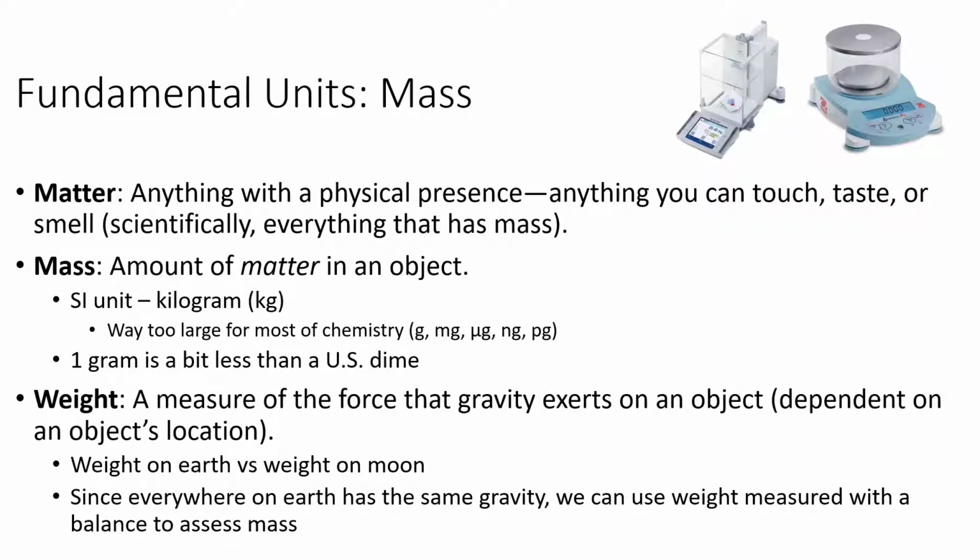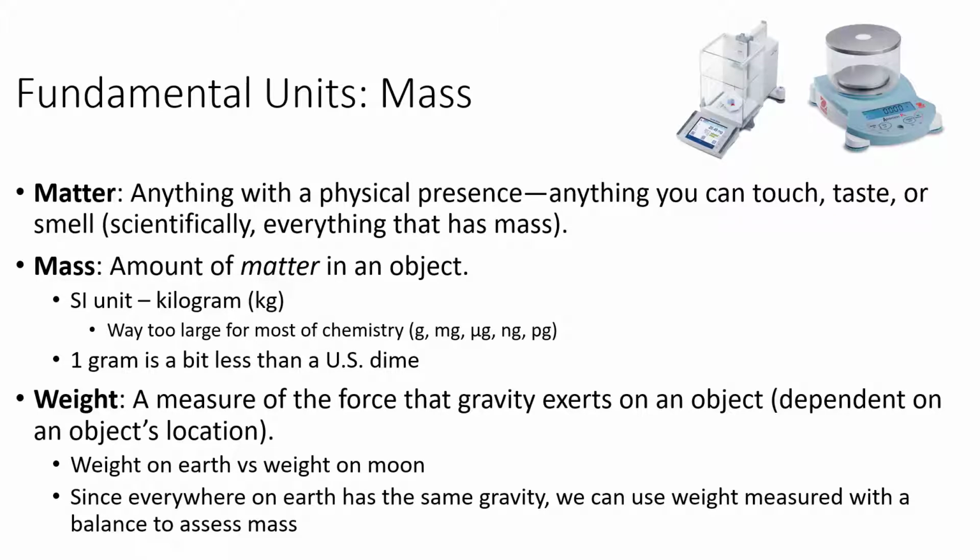So let's take a look at some of these fundamental units that we're going to be measuring throughout our chemistry course. The first unit we're going to look at is mass. In order for us to understand mass, we need to first have a working understanding of matter. Matter is defined as anything with a physical presence, anything that you could touch, taste, or smell. Scientifically, everything has mass. Mass is defined as the amount of matter in an object. The SI unit for mass is the kilogram.